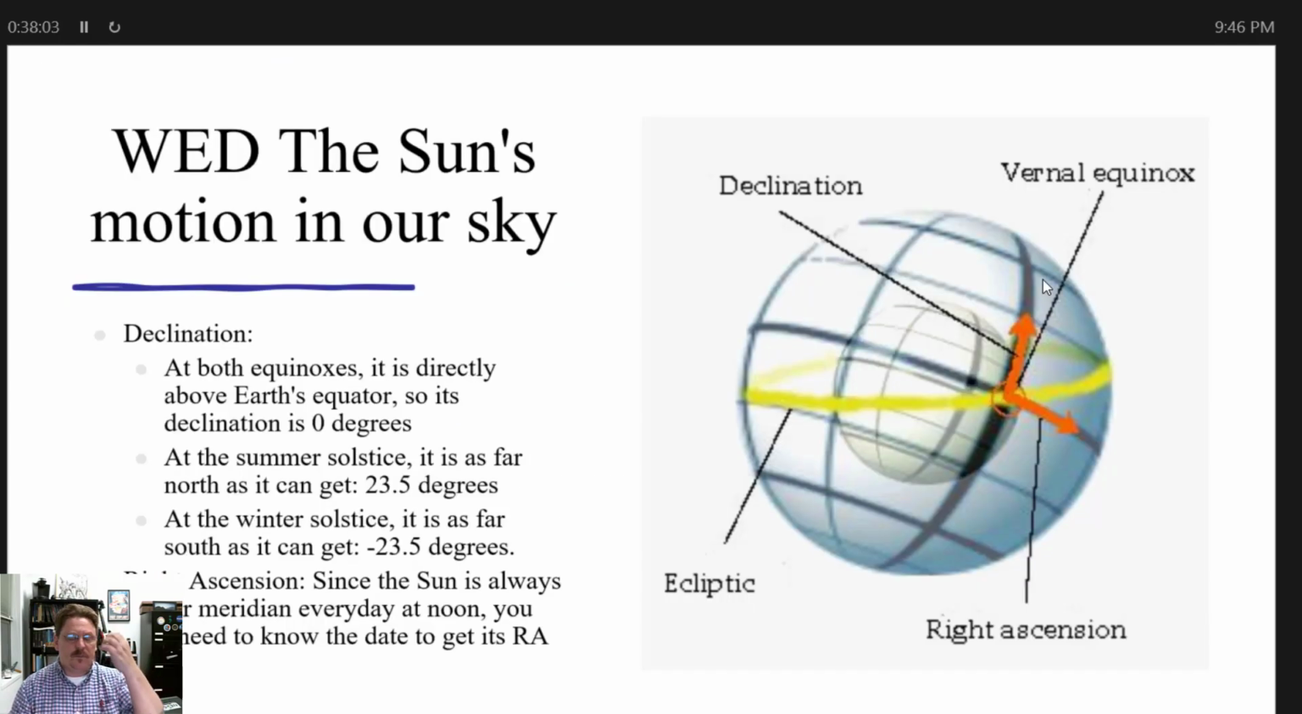And so when we're talking about the Sun's motion, during the equinoxes its declination is 0. At the summer solstice, its declination is 23.5 degrees. Like I said, the ecliptic is tilted. At the winter solstice, the declination of the Sun is negative 23.5 degrees.